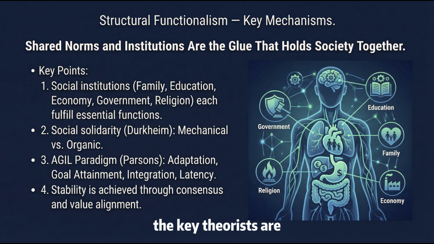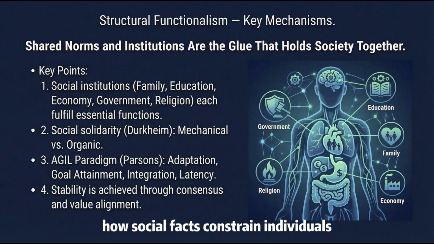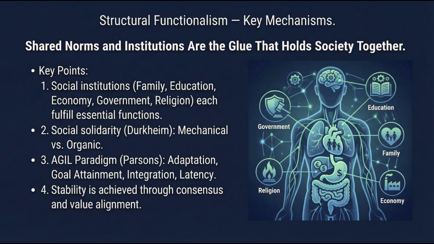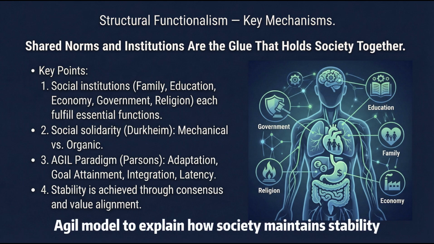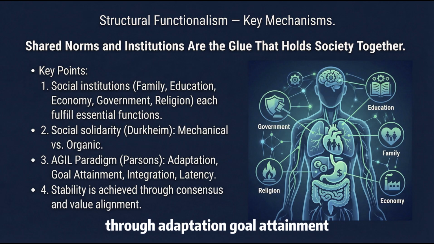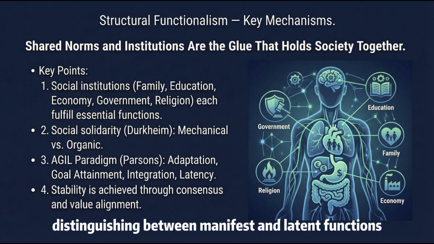The key theorists are Emile Durkheim, who first described society as an interconnected system and emphasized how social facts constrain individuals; Talcott Parsons, who developed the AGIL model to explain how society maintains stability through adaptation, goal attainment, integration, and latency; and Robert Merton, who made the theory more practical by distinguishing between manifest and latent functions.